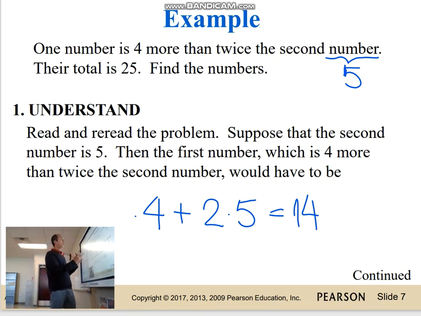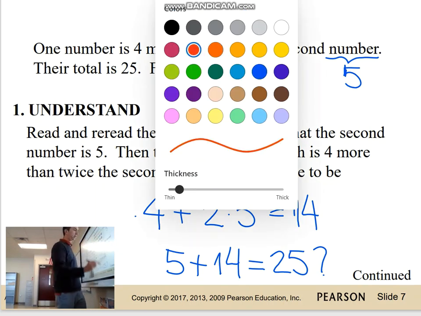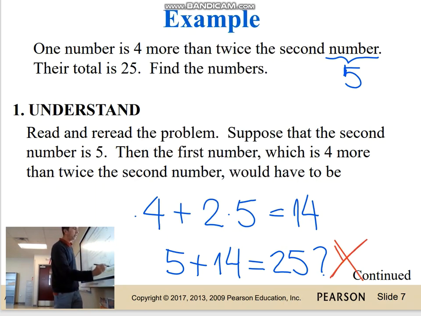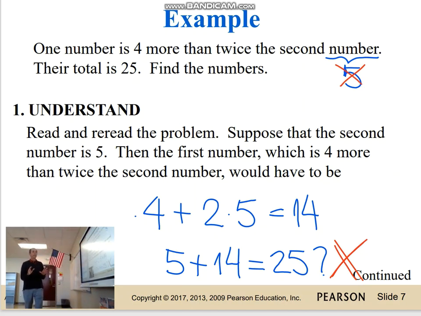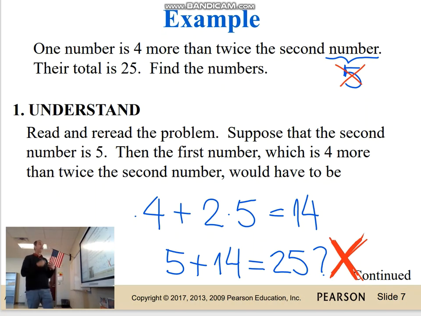Their total is 25. So if we add 5 plus 14, needs to be equal to 25. Is this true or false? Definitely is not right, it's false. That means this is wrong. But we're just doing this to understand. See, we're not trying to solve the problem. We're just guessing a number here and checking to understand what the question is asking and thinking how I would solve it.